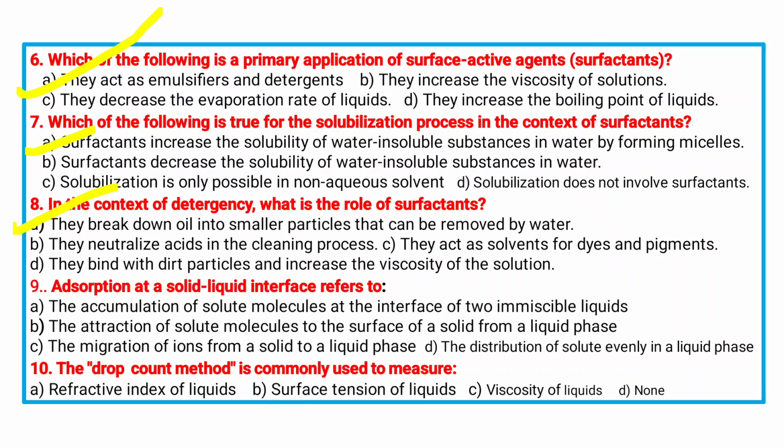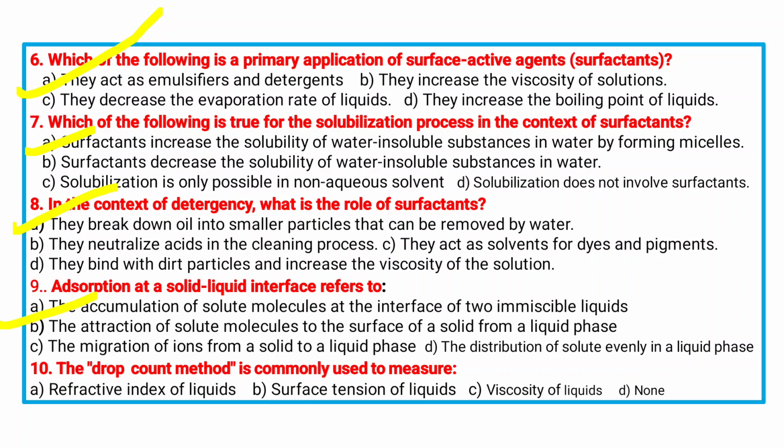9. Adsorption at a solid liquid interface refers to: A, the accumulation of solid molecules at the interface of two immiscible liquids. B, the attraction of solute molecules to the surface of solid from liquid phase. C, the migration of ions from solid to liquid phase. D, the distribution of solute evenly in a liquid phase. So option B is the correct answer.